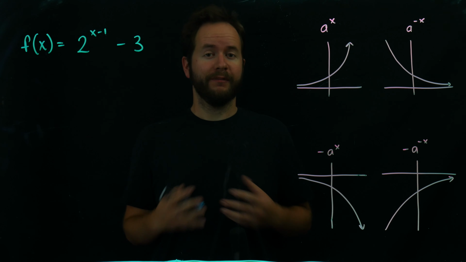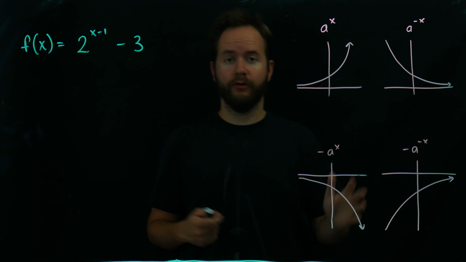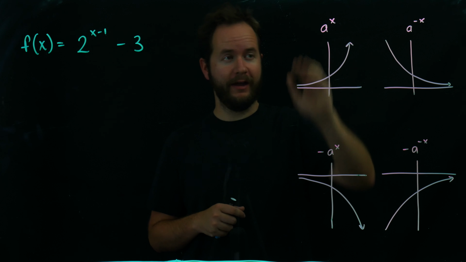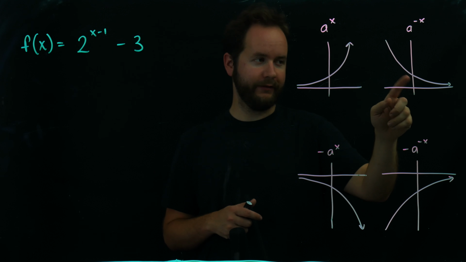Here we have a question about exponential graphs. What I've gone ahead and provided here is 4 different shapes of the exponential graph when you tweak it with some negative numbers. So for instance, here's your standard exponential graph, a to the x. But if you replace that x by a negative x, you flip it over the y-axis like this.